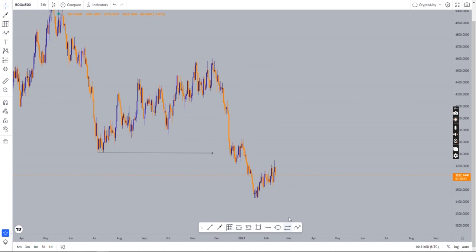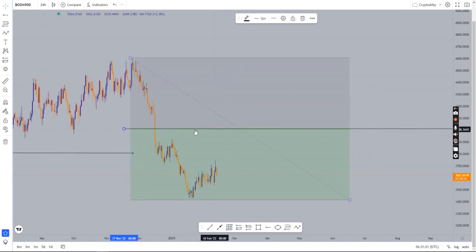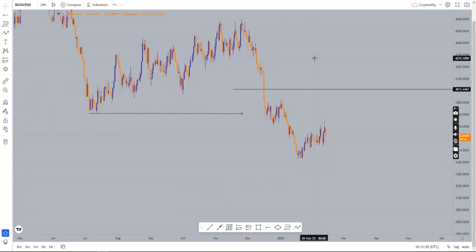So first of all, let me look out for supply, the premium zone. We have the equilibrium level here, and the equilibrium level is in this very nice fair value gap, or you can call it imbalance, that we're looking out for price to fill. So that's the equilibrium zone there. Basically, I'm going to look to buy up to this area.